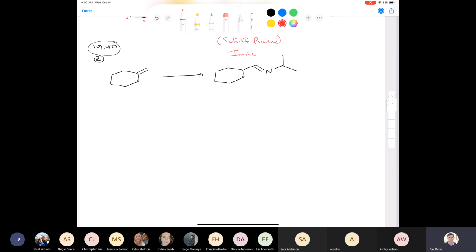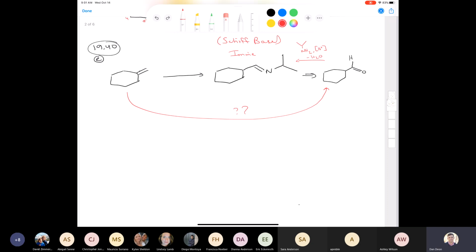Okay, let's take a look at this one. We're making an imine. And the only way that we could make this imine is to have a carbonyl. That means we need to have this cyclohexane carbaldehyde. And we would take this and treat it with isopropylamine, a catalytic amount of acid, and we would remove water. So then the question becomes, how do we get from this compound to this compound?